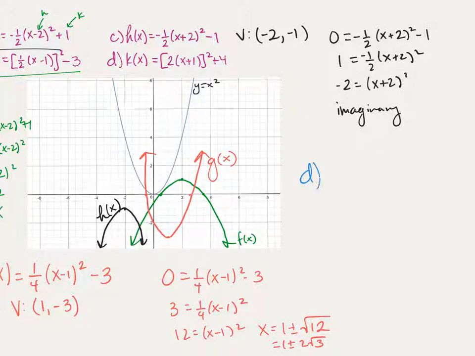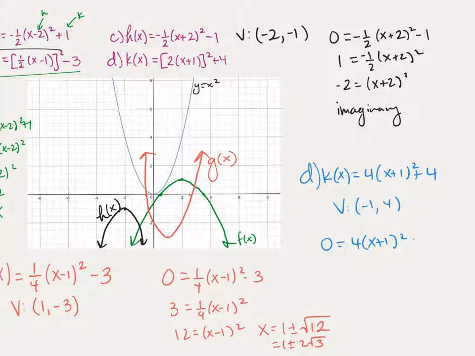D, we have to do the same thing we did in B, so we've got to distribute that power. So k of x will be equal to 4 times quantity x plus 1 squared plus 4. So now my vertex will read off as (-1, 4). And my x-intercepts I need to solve for. -4 equals 4 times quantity x plus 1 squared. -1 equals x plus 1 squared. This also is an imaginary number. So this also has no x-intercepts.